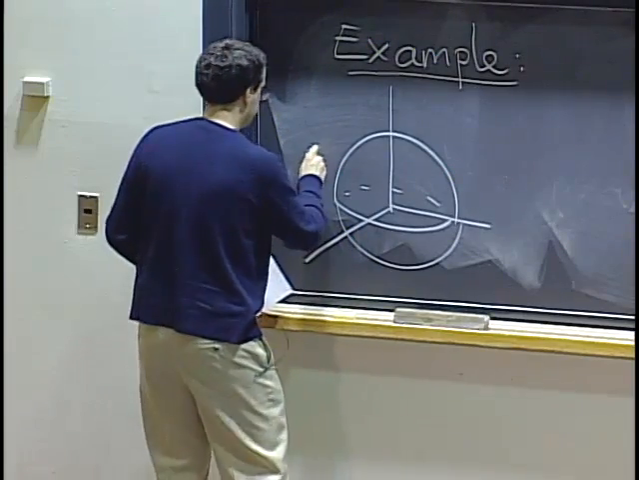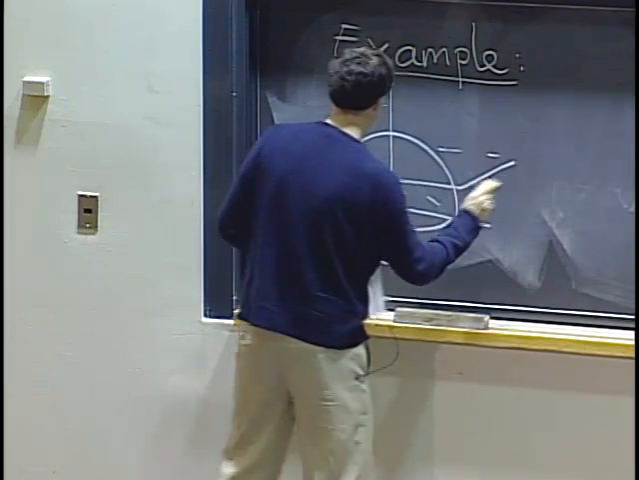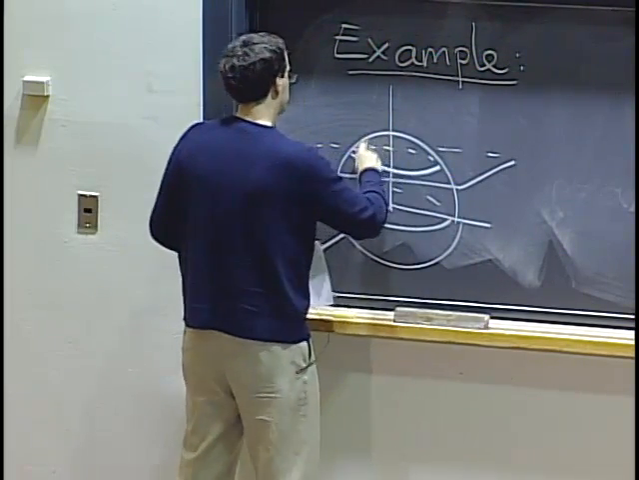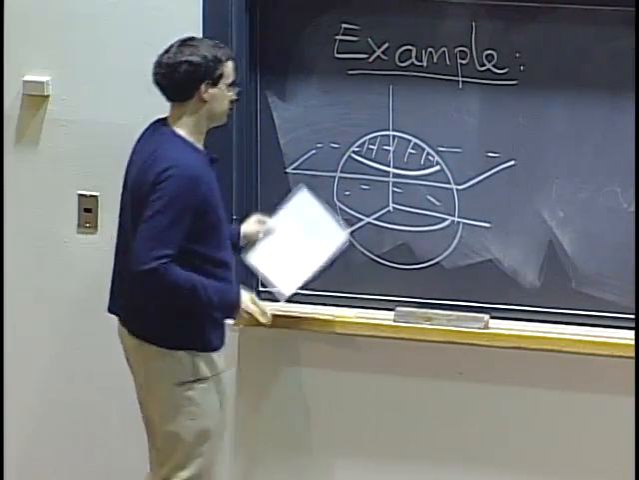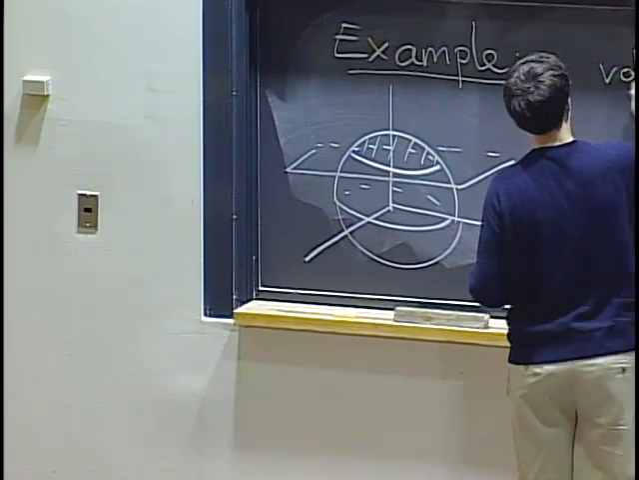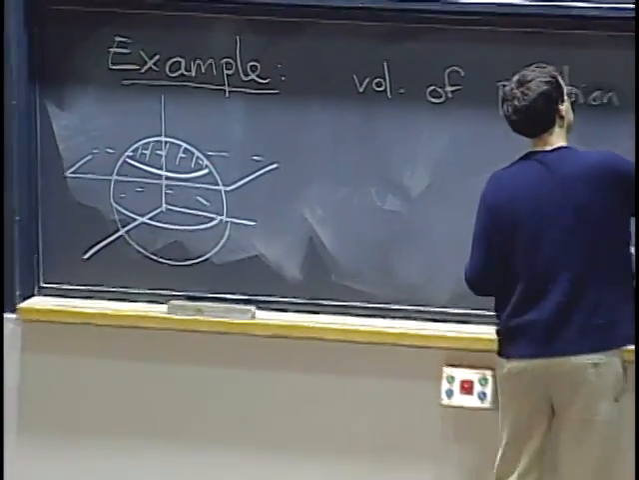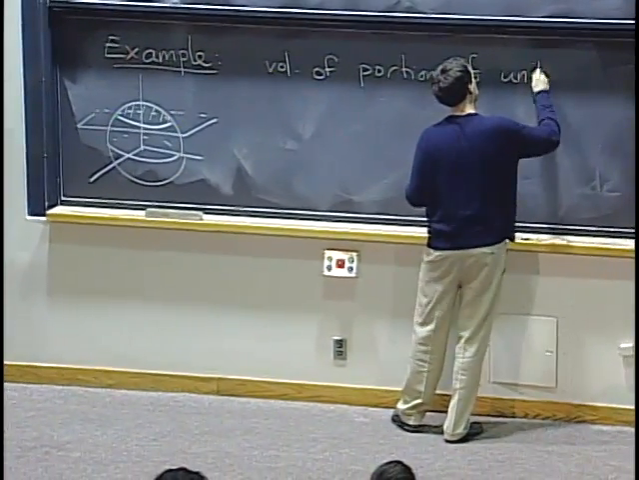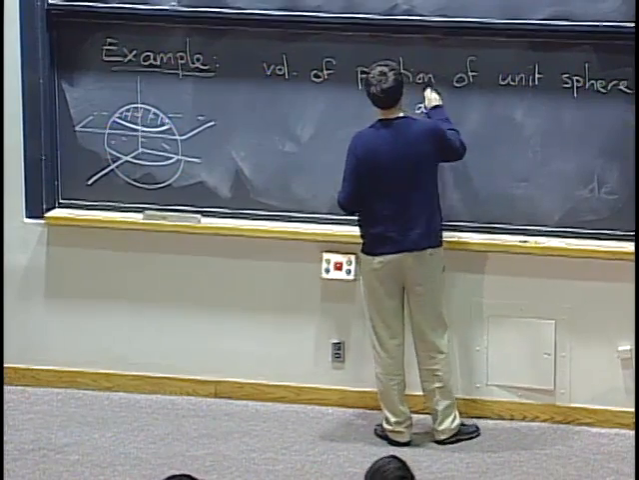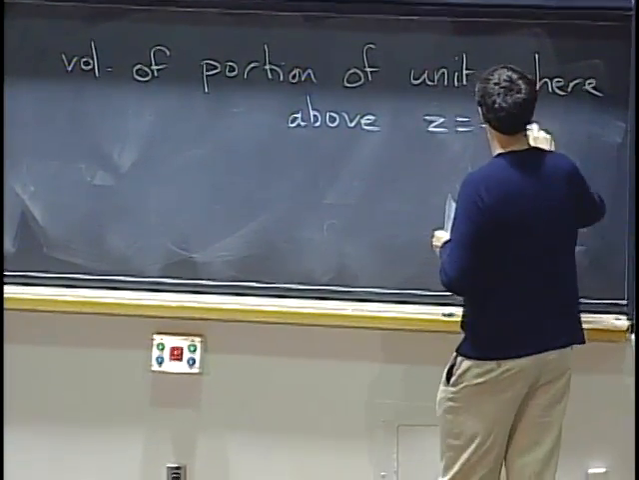So in case you see that it's the same, then that's great. If not, then it doesn't really matter. You can just think of this as a new example. So I'm going to try to find the volume of a portion of the unit sphere that lies above the horizontal plane z equals 1 over root 2.